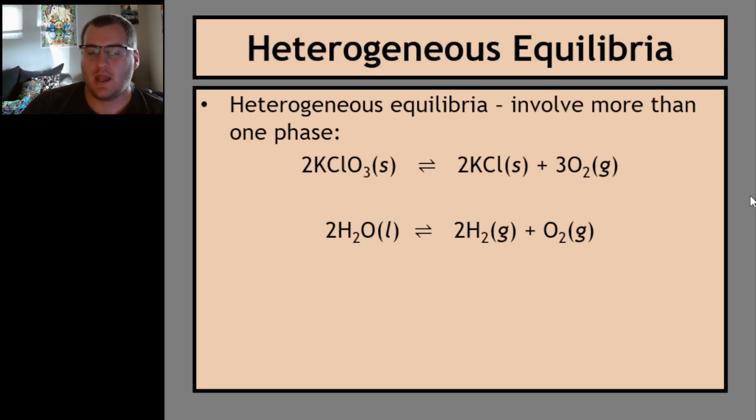Opposite to that is heterogeneous equilibria. They involve more than one phase. So I have a solid in equilibrium with a solid and another gas. Now at the bottom I have a liquid in equilibrium with 2 gases.